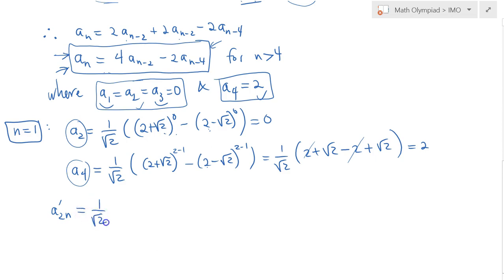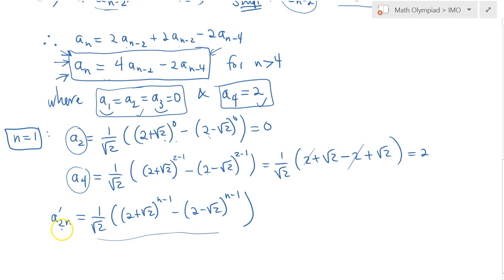1 over root 2, the one above, right? So the one given in the problem, I made a small modification to it. So minus 2 minus root 2, all raised to the power n minus 1. And now let's see if we can show that indeed this thing satisfies this recurrence relation, or this recursion.